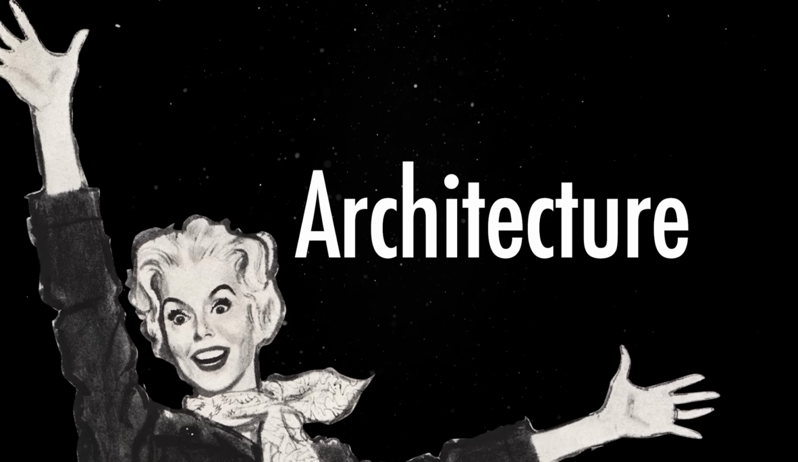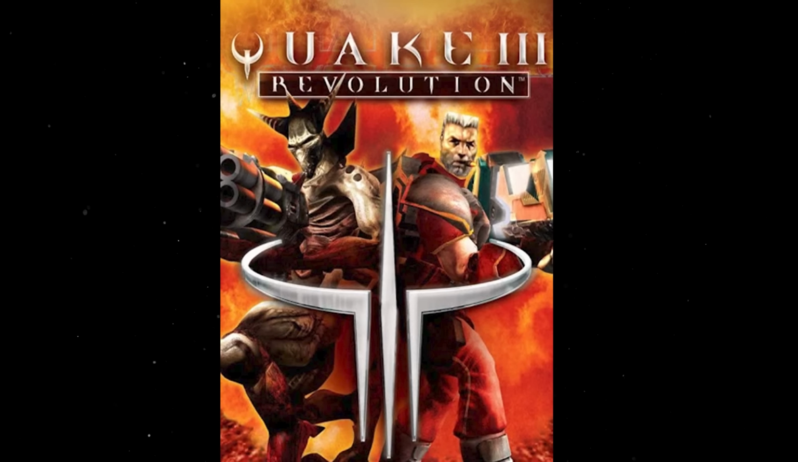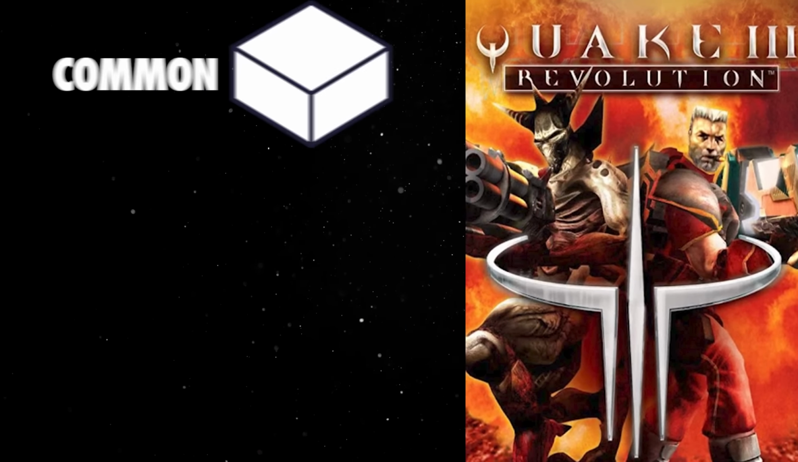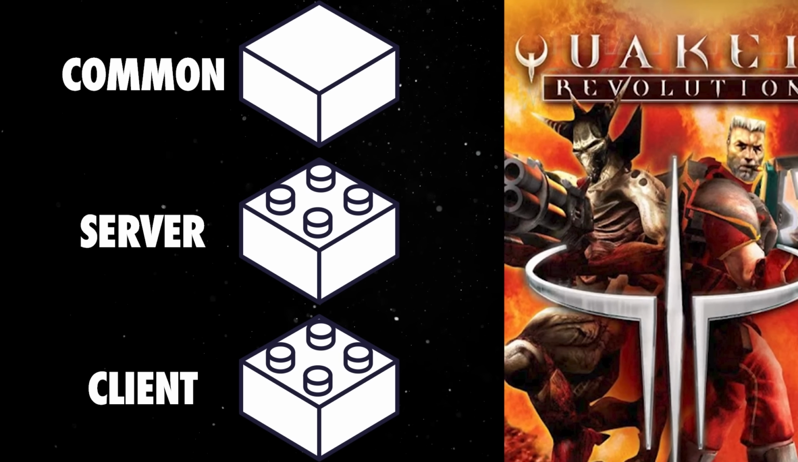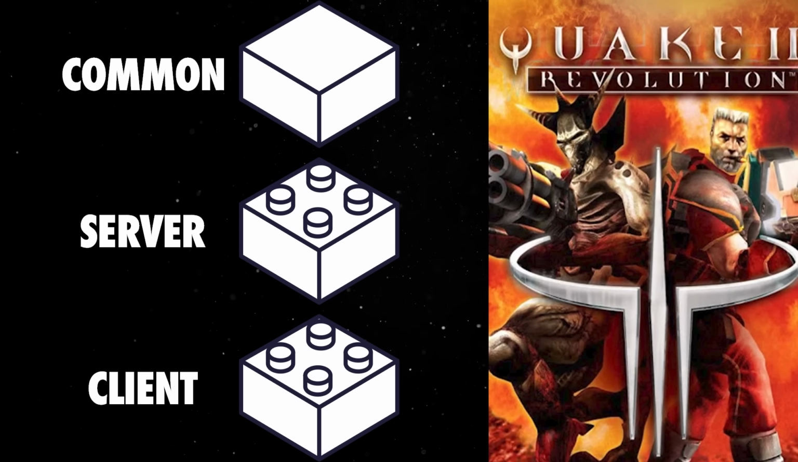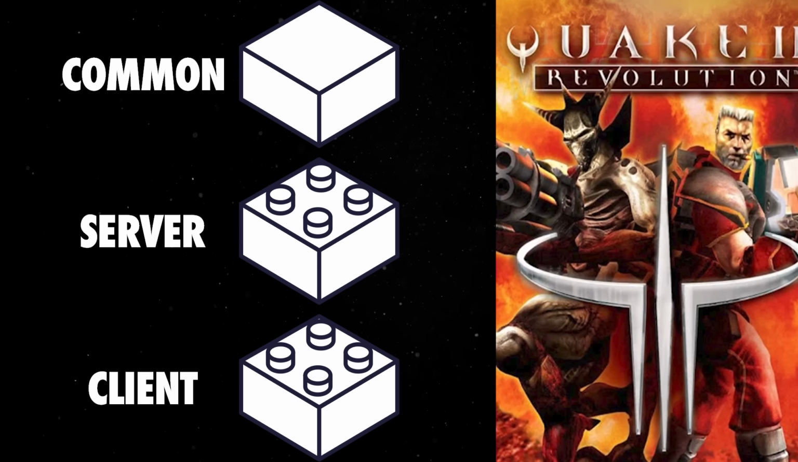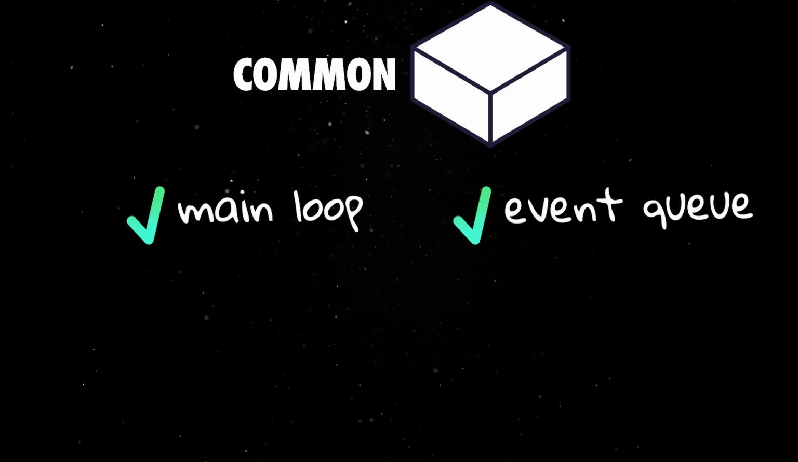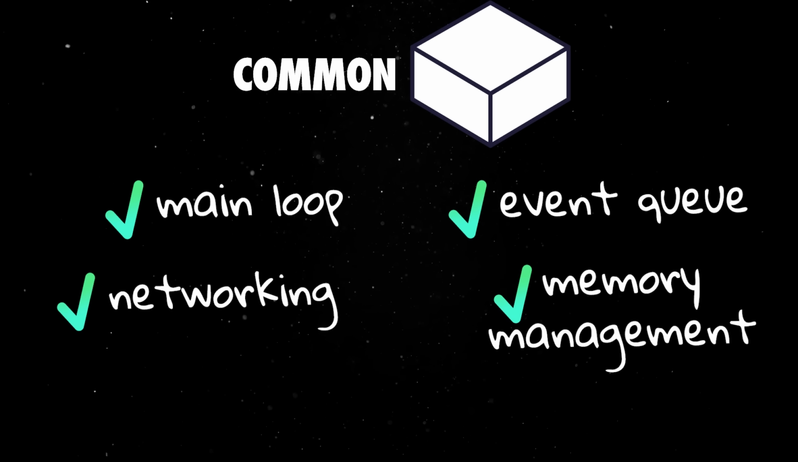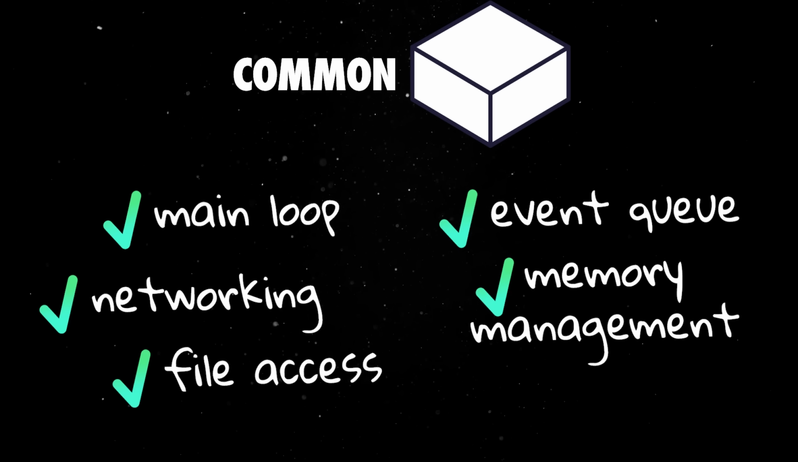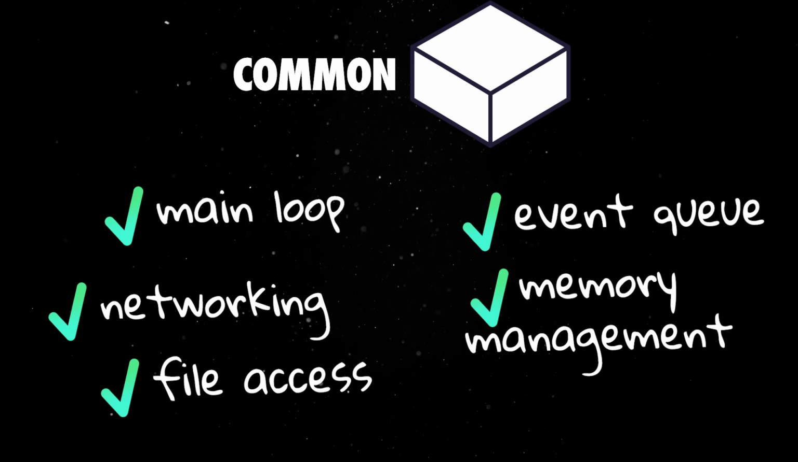The best place to start is the overall architecture. At the highest level, Quake 3 was built around a shared engine runtime divided into common, server-side and client-side systems, with each part responsible for a clearly defined section of the game. The common layer handled the main loop, the event queue, networking, memory management, file access, and the platform-specific code required to communicate with the operating system.